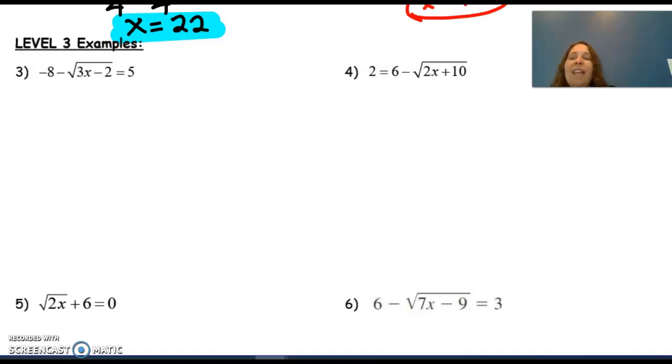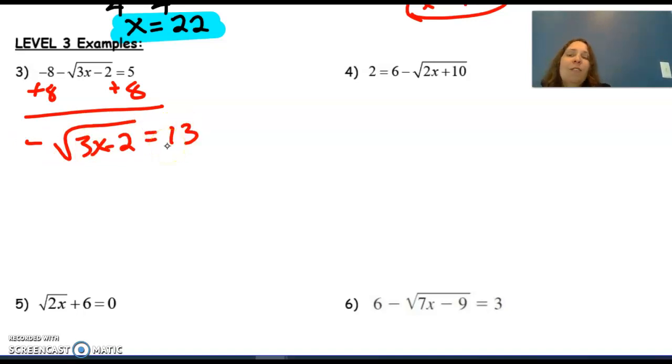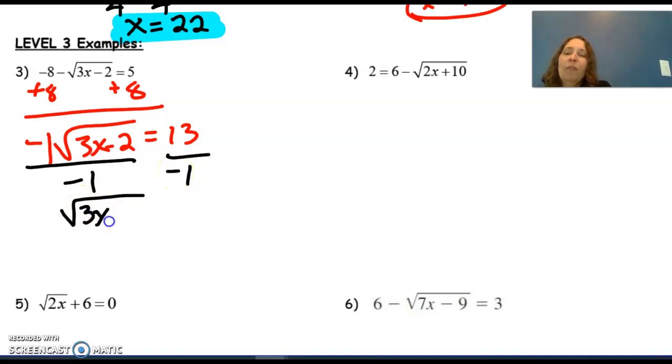So in number 3, we have a negative 8 out in front of the radical. And the negative 8 and the radical are connected by subtraction. So let's get rid of that negative 8 by adding 8 to both sides. What that gives us is negative square root of 3x minus 2 equals 13. Now, if that bothers you, don't call it negative, call it a negative 1 times that radical. Now we can go ahead and get rid of the negative 1 by dividing. Because it's negative 1 times the radical, we better divide by negative 1 to get the radical by itself. That gives us the square root of 3x minus 2 equals negative 13.